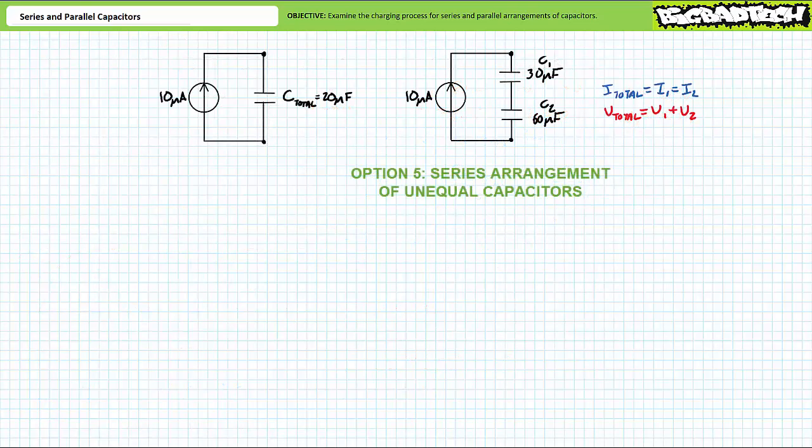Moving on, let's examine option 5, that of unequal capacitors in series. This is perhaps the most counterintuitive of our 5 possible scenarios. However, a simplified circuit can be used to explore the situation with relative ease.